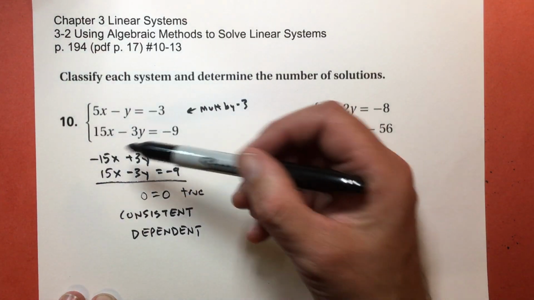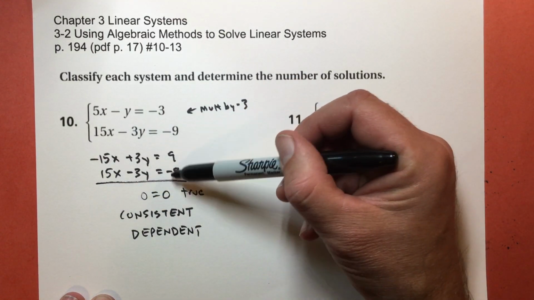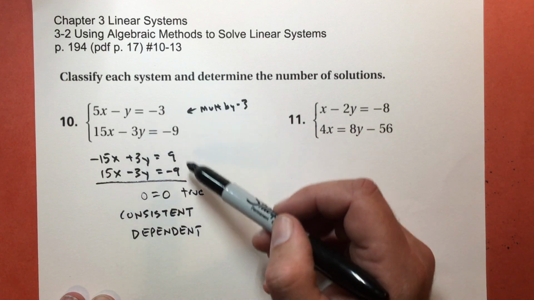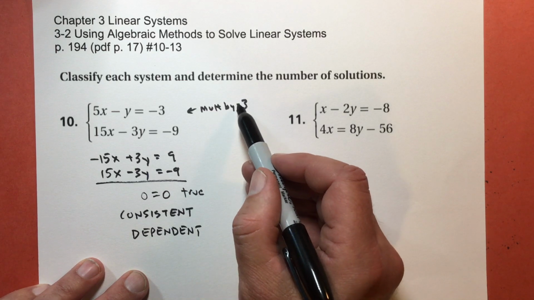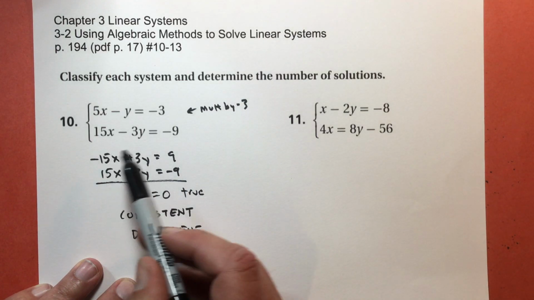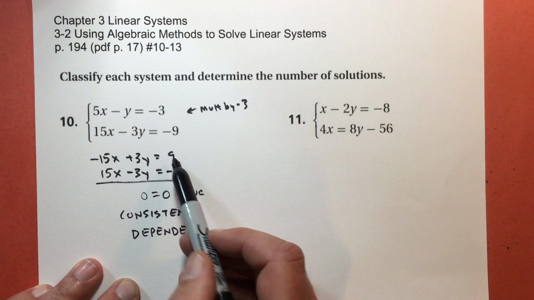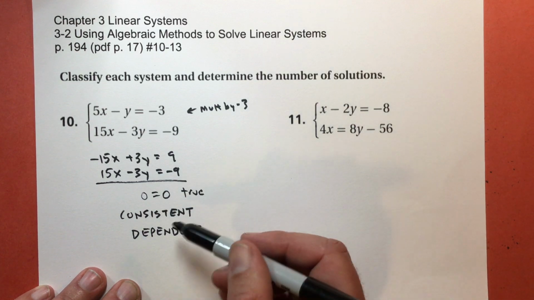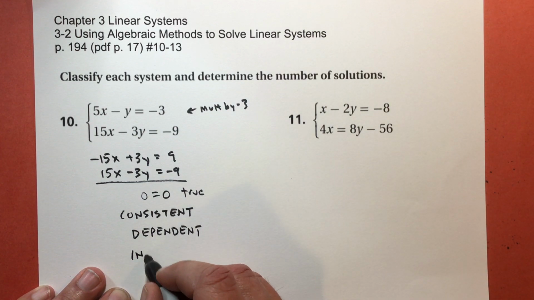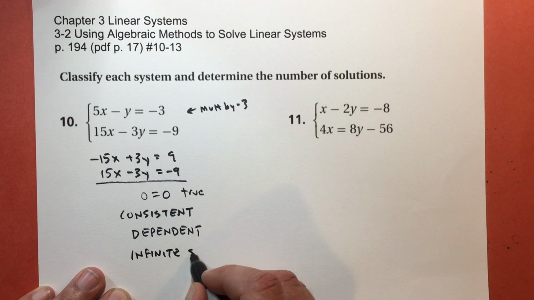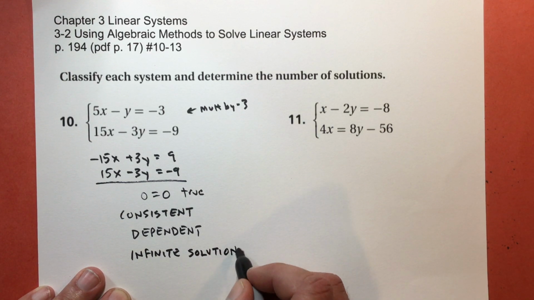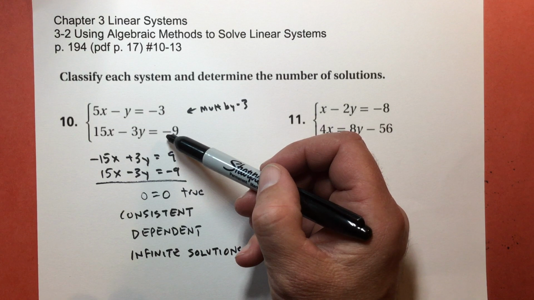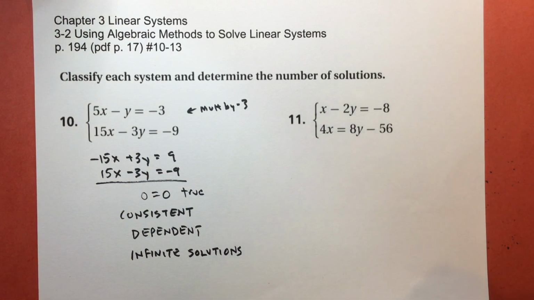And if you look at it, negative, positive, positive, negative, positive, negative. After I multiplied this by 3, if I multiplied it by +3, I would add positive 15x, subtract 3y equals -9. You would have seen that these are the same line. So again, same line means consistent, dependent, infinite solutions. There's an infinite number of points on any line. All the points on this line are also the same points that are on that line. So that's why we say infinite solutions.